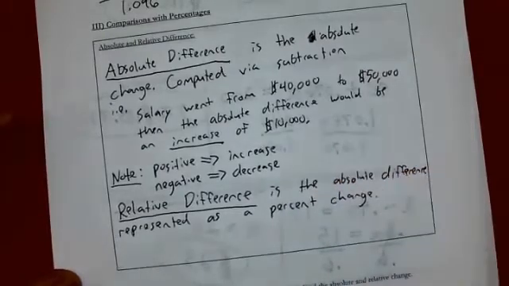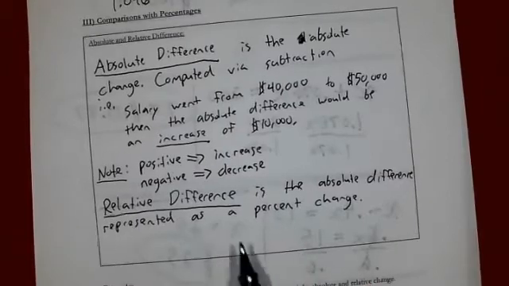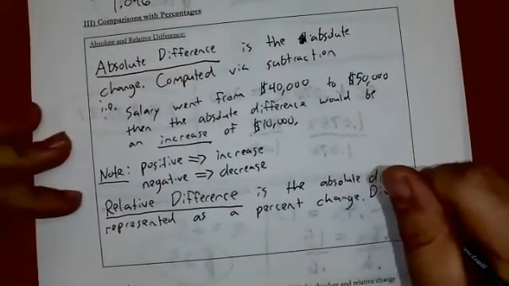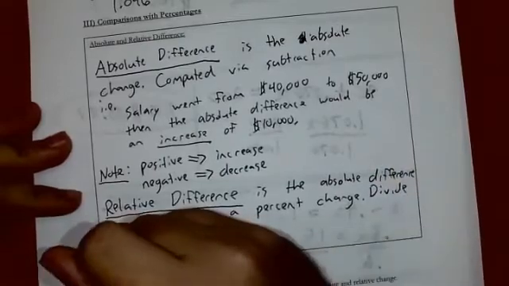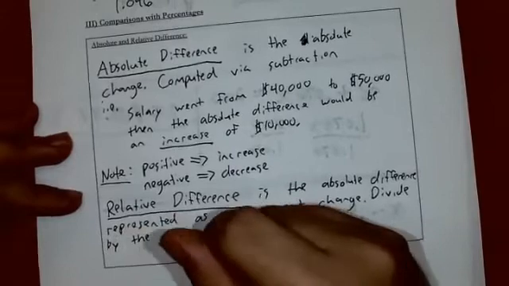So if we take that absolute difference and we want to represent it as a percent change, we would call that the relative difference. So the trick here is you're always going to divide by the value you subtracted.